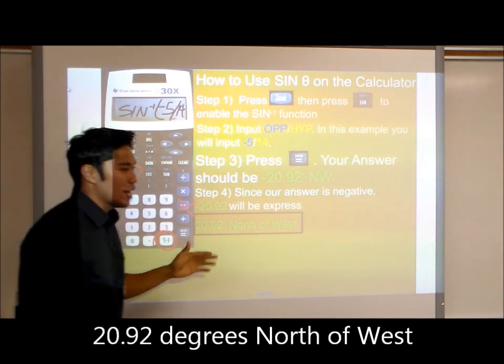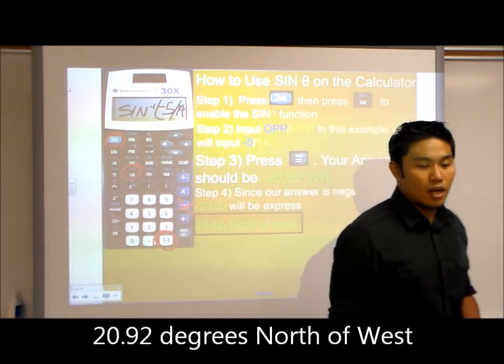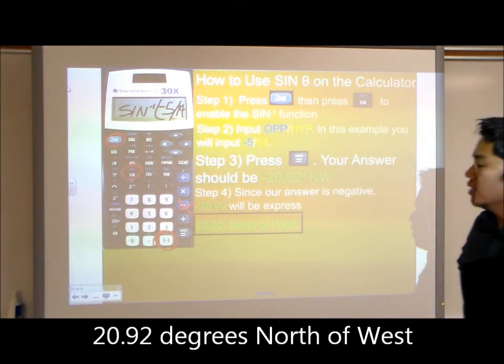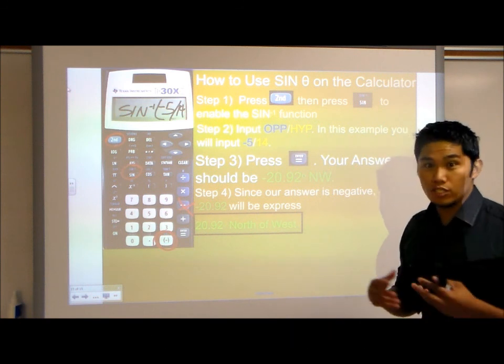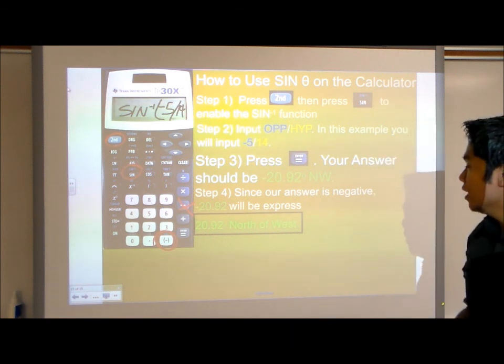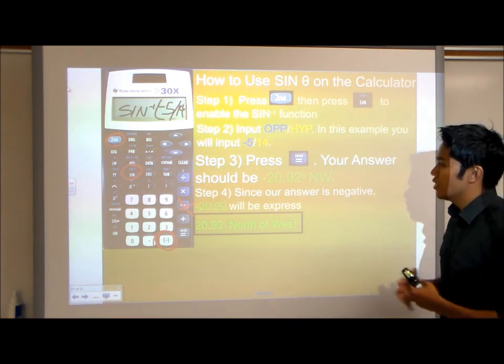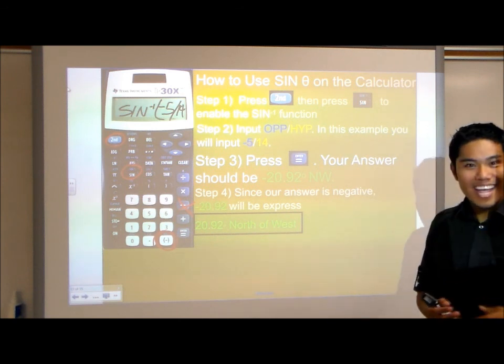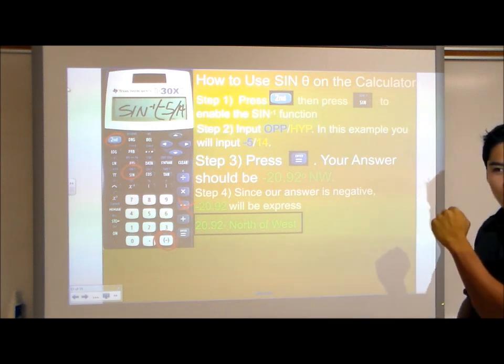If you didn't get any of this right now, just please email me or talk to your teacher, whoever your teacher may be. But this is pretty much how you handle right angles in vectors.